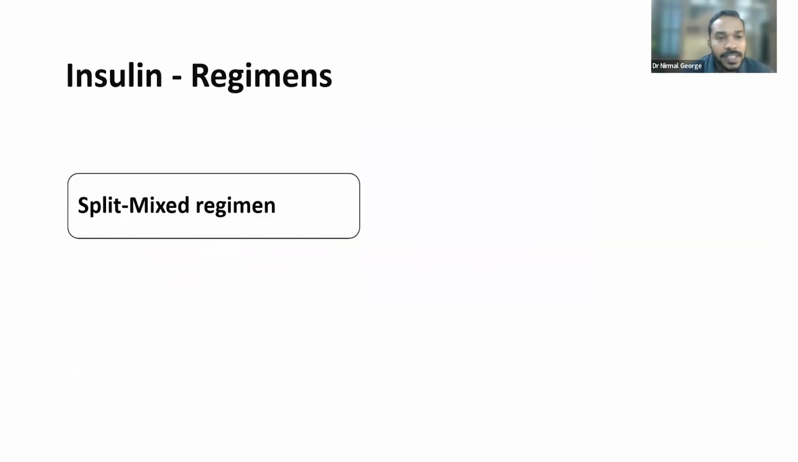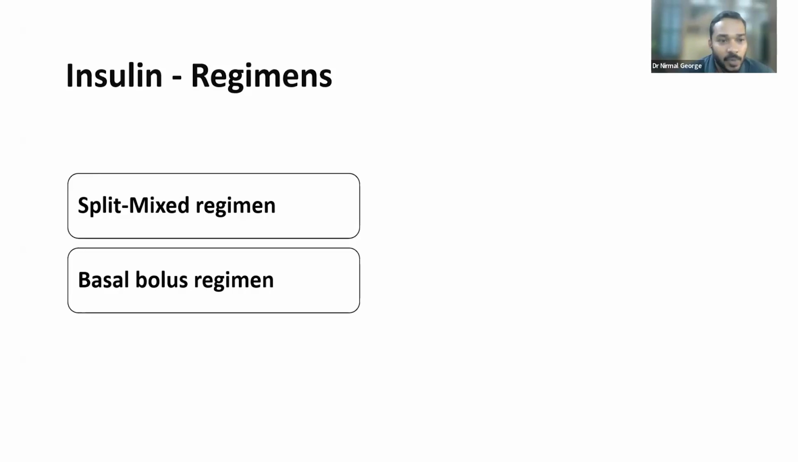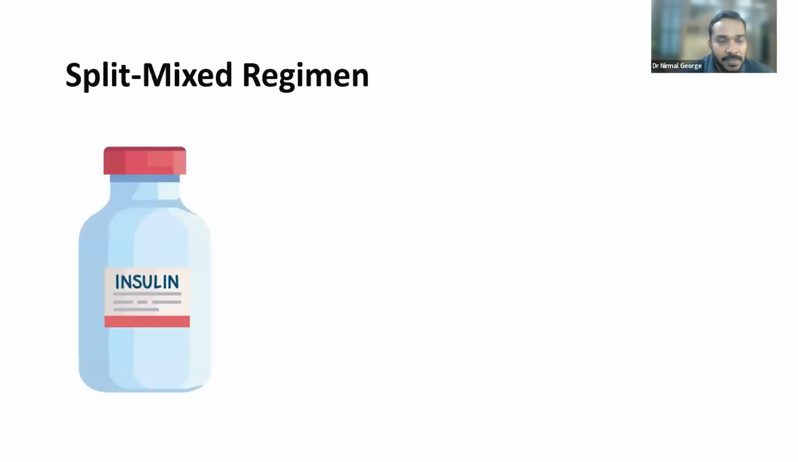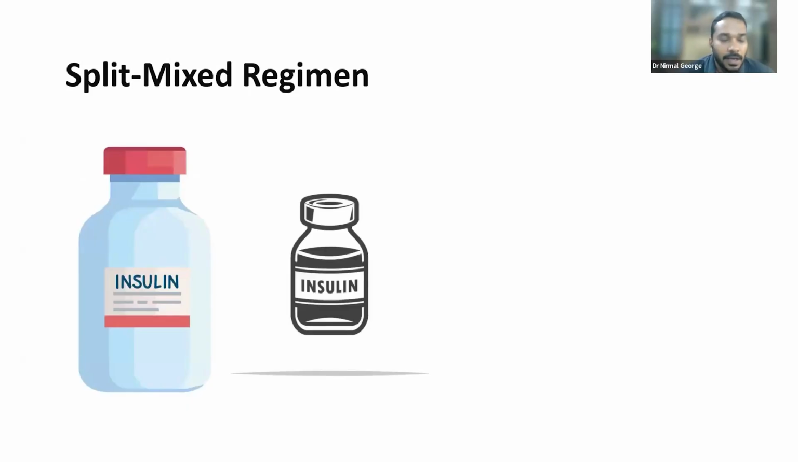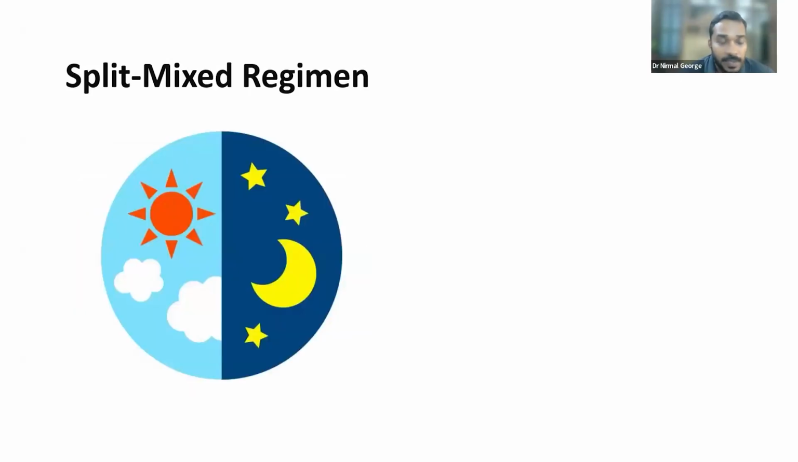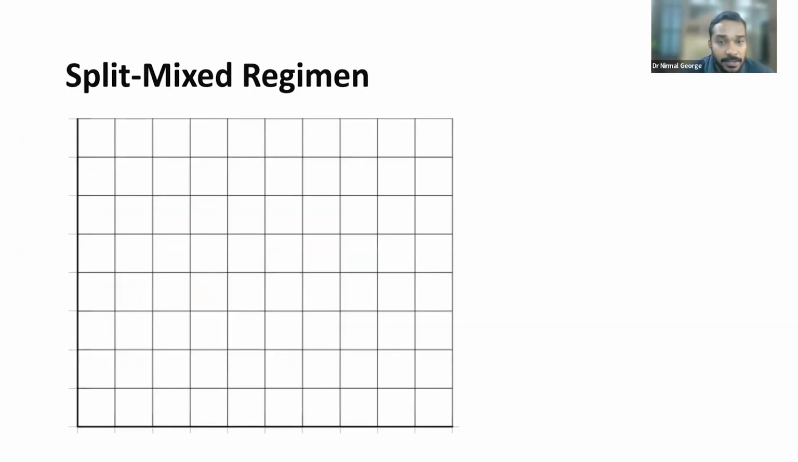So there are 2 regimens by which we administer insulin. These 2 regimens are called split mixed regime and basal bolus regime. Okay. So the split mixed regime is very simple, that you give pre-mixed insulin, that is a combination of NPH insulin and a regular insulin or a short-acting insulin, 2 times a day. So this combination of pre-mixed insulin 2 times a day. And this is given in the morning and at night.